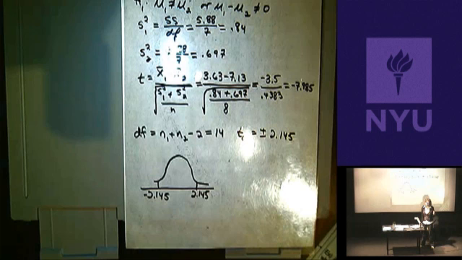Questions on any of this? Where did it come from? What does it mean? What's the interpretation? Because as I told you, the details change for these hypothesis tests as you get to 2 groups or 3 groups or whatever, but the basic setup is the same. Okay, good.